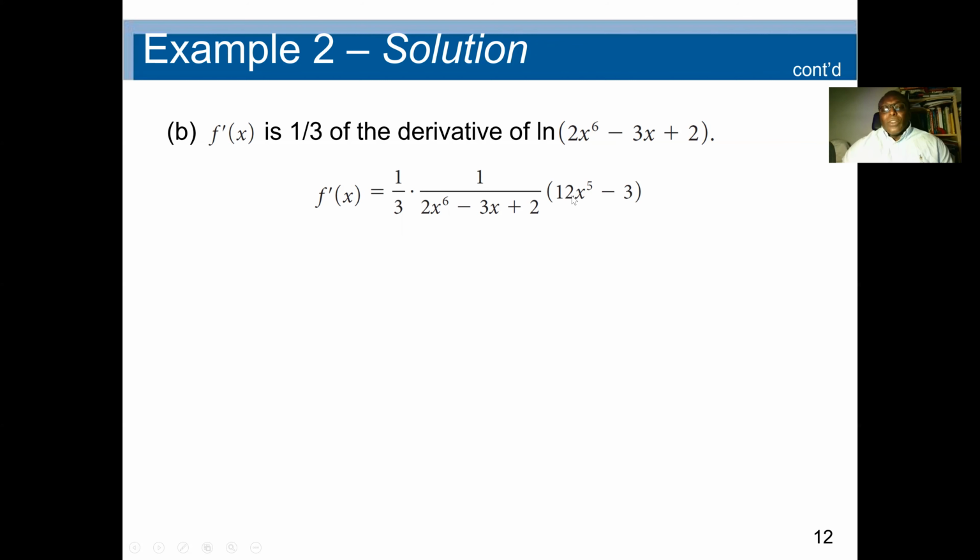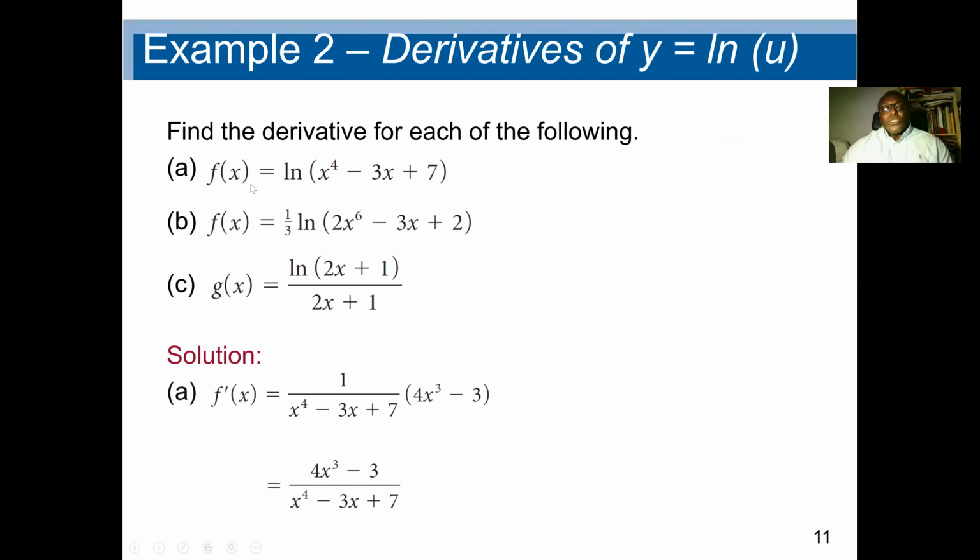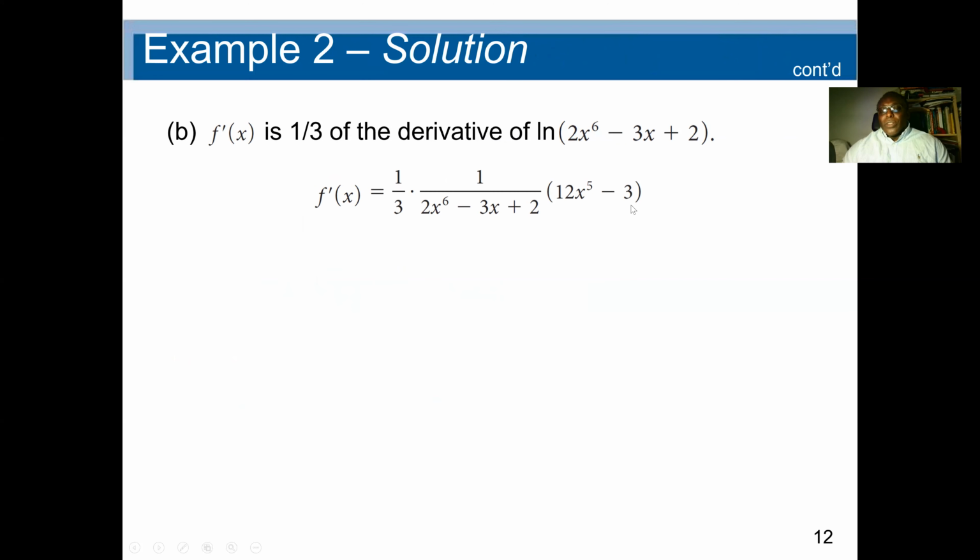And since the question, again, the reason why we have 1/3, because when we go to the original question, we see that 1/3 multiplied by natural log 2x to the power 6 minus 3x plus 7. So I'll leave the constant value, I won't touch it. Then I'll find the derivative of natural log 2x to the power 6 minus 3x plus 2. And that will give me 1 over 2x to the power 6 minus 3x plus 2 times the derivative of, again, 2x to the power 6 minus 3x plus 2, which will give us 12x to the power 5 minus 3. And that's what we have here.